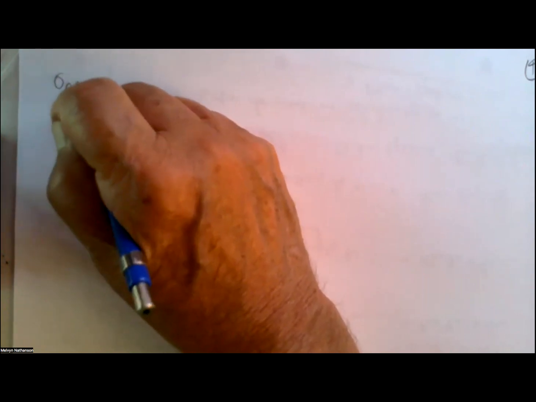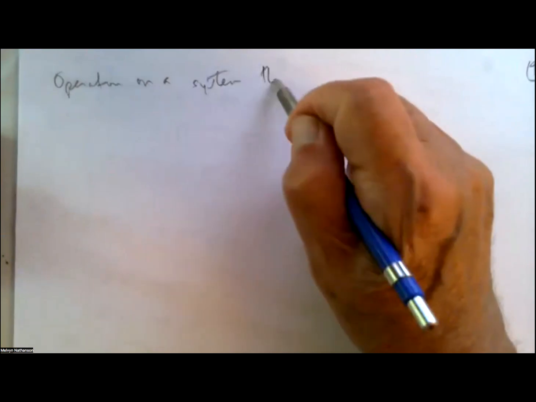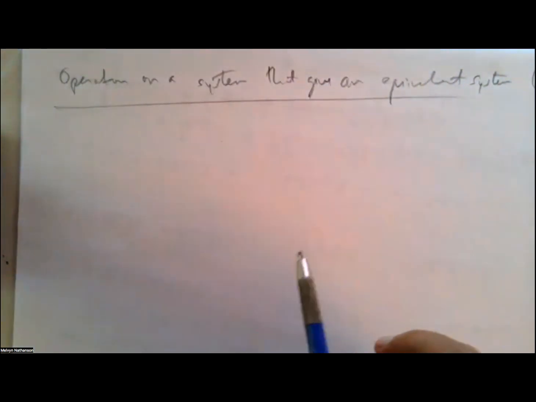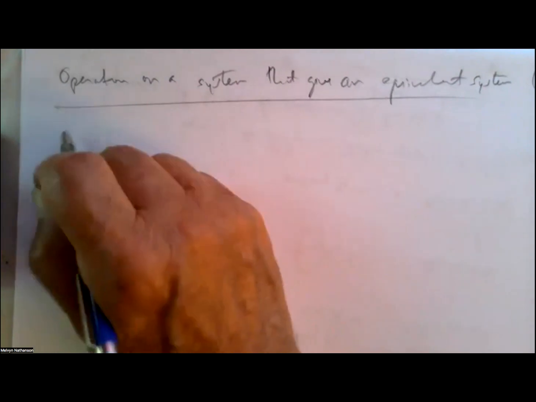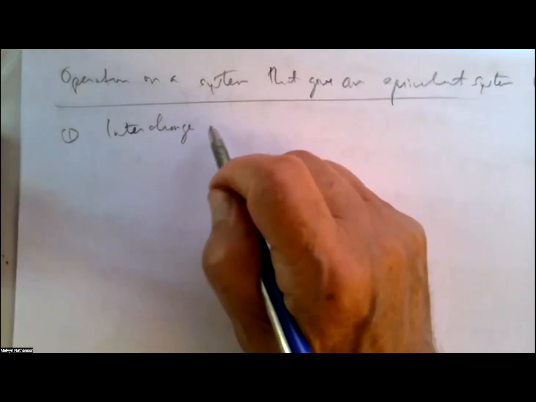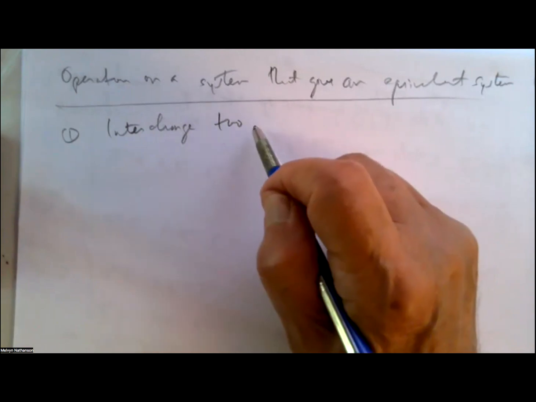What are the operations on a system of equations that give an equivalent system? So again, I'm sorry that my handwriting is so bad, but that's one reason why I spent a lot of time writing out a text, printing it out in book form. So the simplest operation is you can interchange two equations. If you have the same equations in a different order, changing the order of the equations doesn't change the solutions of the system.